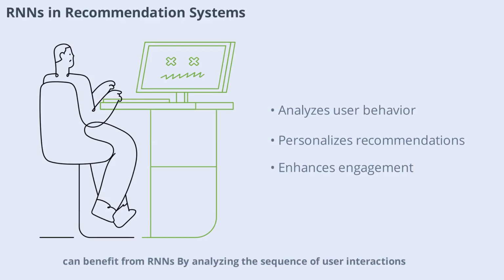Recommendation systems, such as those used by streaming services and online stores, can benefit from RNNs. By analyzing the sequence of user interactions, RNNs can predict what content or products a user might be interested in next. This sequential approach allows for more personalized and relevant recommendations, enhancing the user experience and increasing engagement.